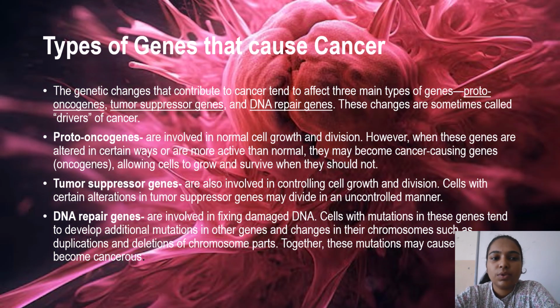Next, types of genes that cause cancer. So we have basically three types of genes that are responsible for causing cancer: proto-oncogenes, tumor suppressor genes, and DNA repair genes. Proto-oncogenes are involved in normal cell growth and division. Tumor suppressor genes are involved in controlling cell growth and division, whereas DNA repair genes are involved in fixing the DNA damage caused due to mutations in the DNA.